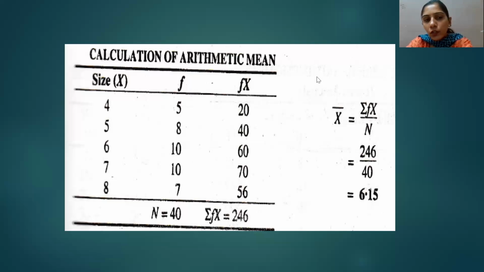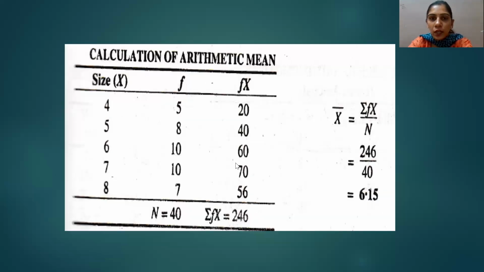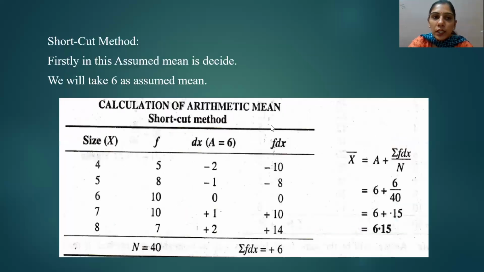I've also told you earlier that first of all we have to identify which type of series is given in the question. Then we have to select the method, whether we are going to calculate the mean by the direct method or by the shortcut method. Right now we have done the calculation with the direct method. Now we will do the calculation of the same question with the help of the shortcut method.